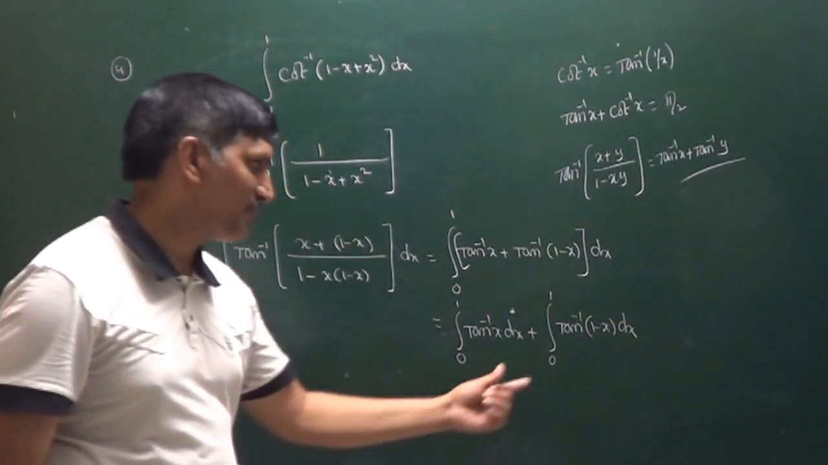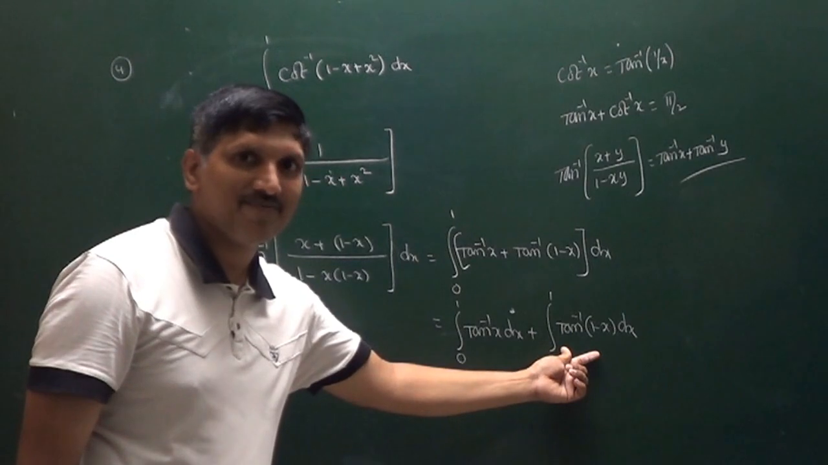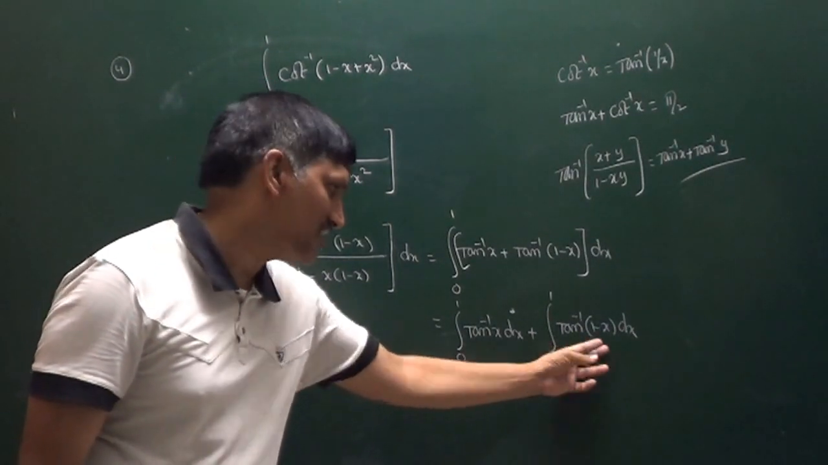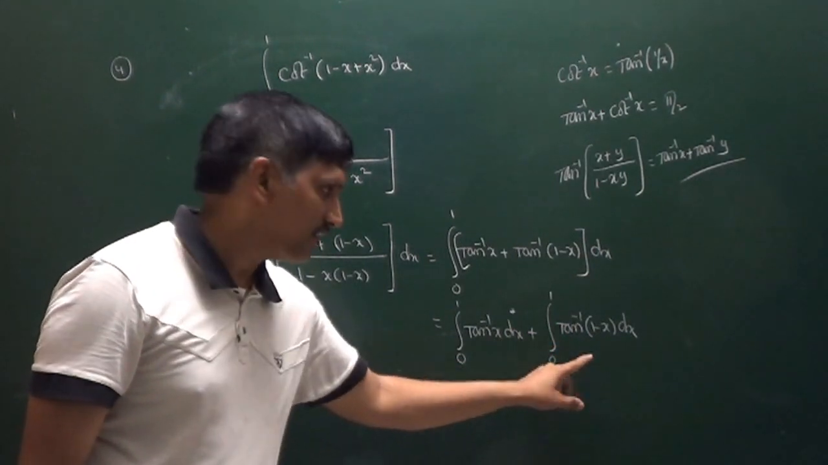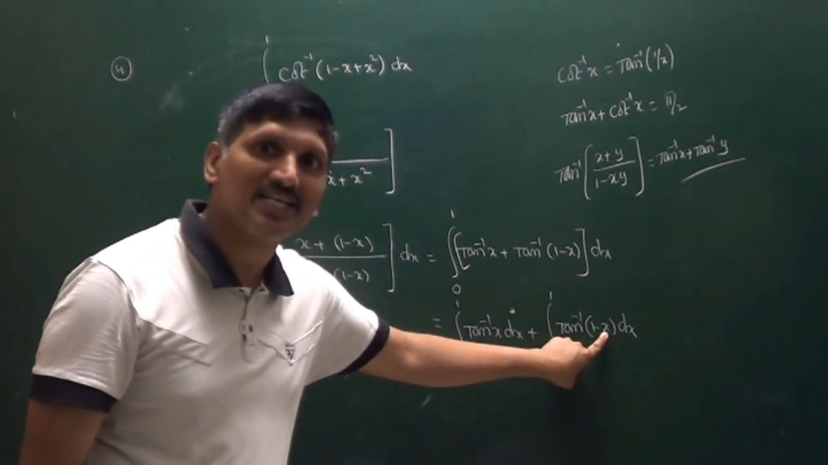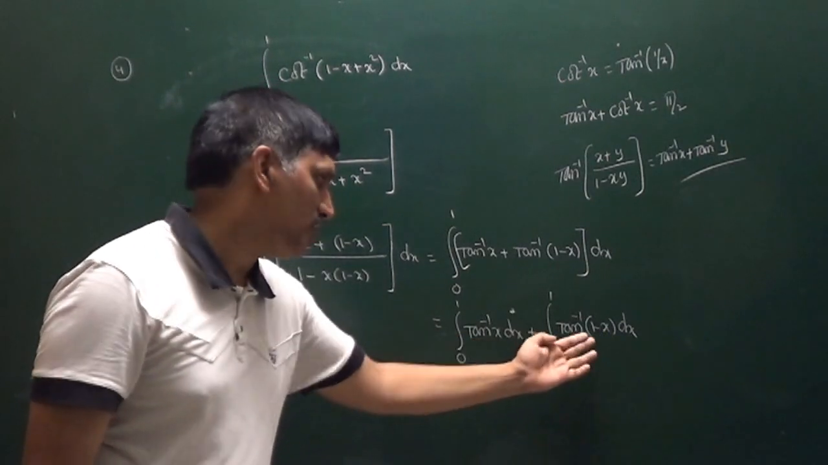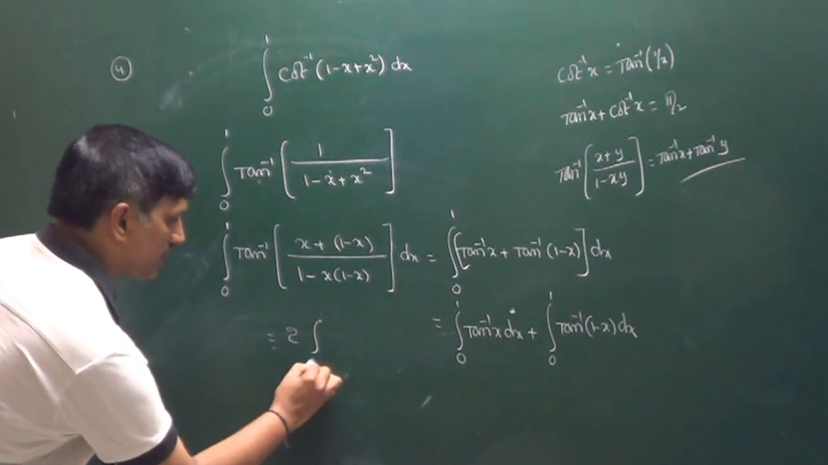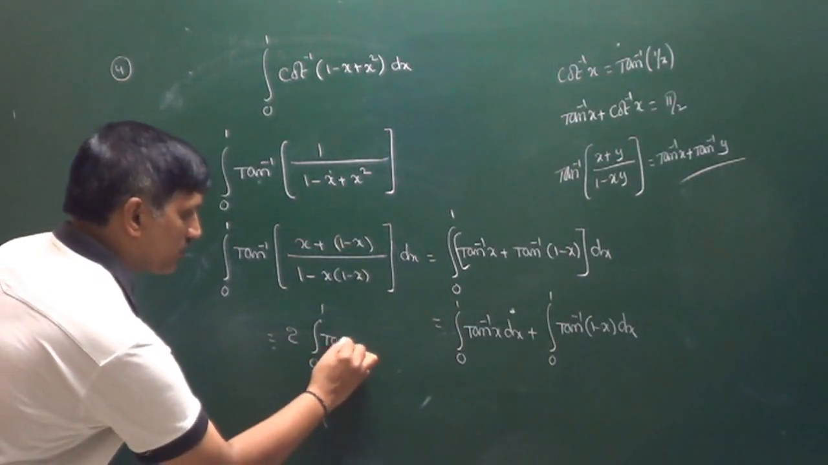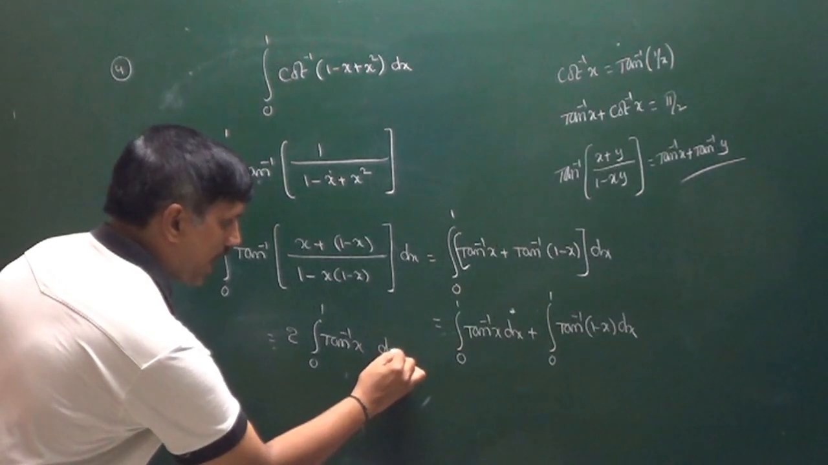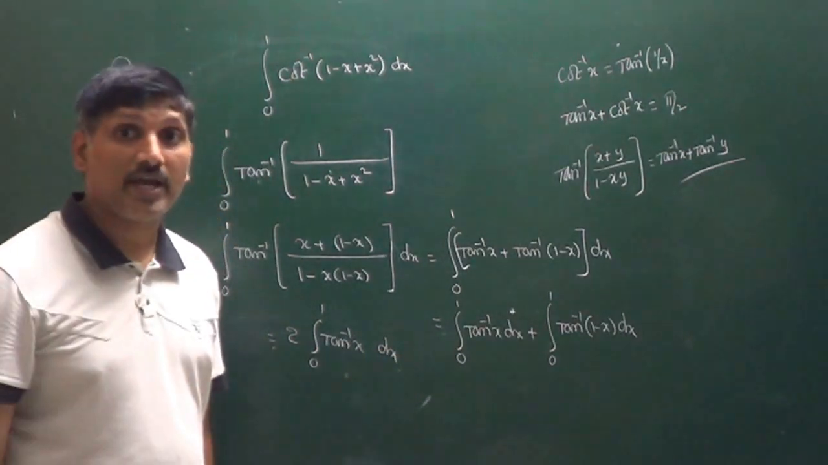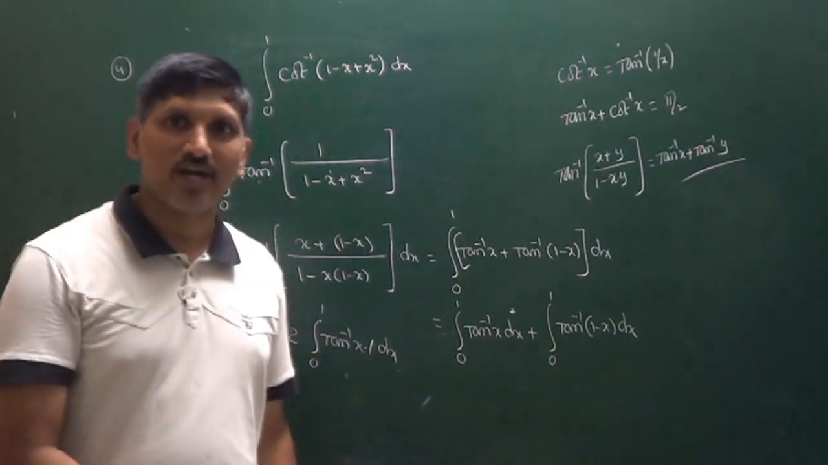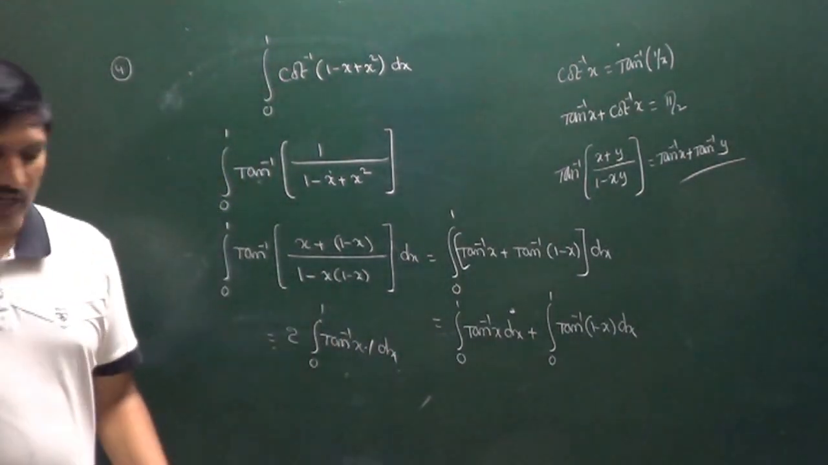Can anyone say what we can write for this one? In place of x, upper limit minus x. If you apply the property, then both become the same, or not? In place of x, I am writing 1 minus x according to the property. Both become the same. That's why we can write that as 2 times integral 0 to 1 tan inverse x dx. I hope you can proceed with this by integration by parts, because with 1 as the second function and applying by parts, you will get the answer. Okay.